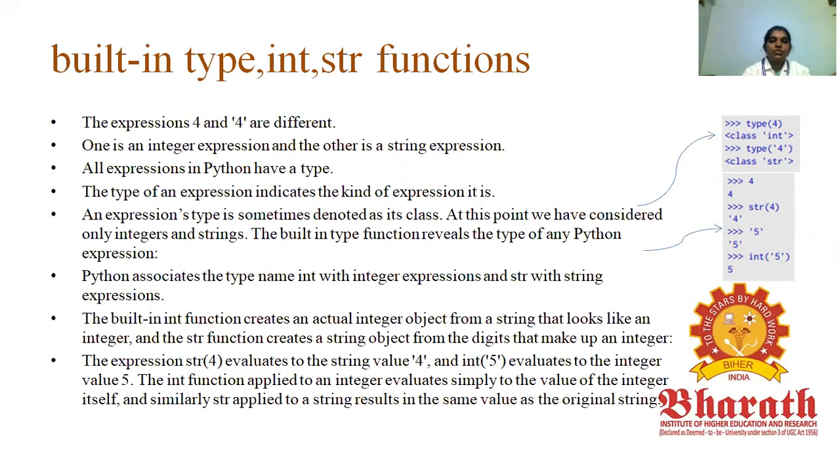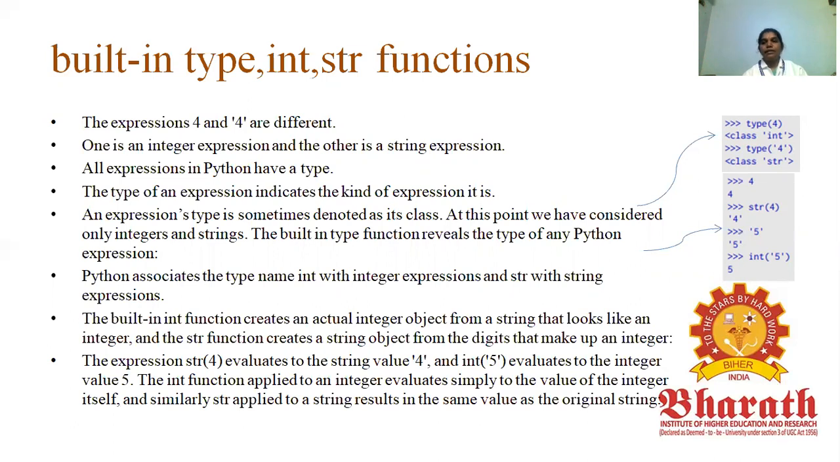Built-in type, int, and string functions. So the expression 4 and the expression in single quotes are different, you know that, right? 4 is an integer. Within single quotes is a string. So there are integer expressions and also string expressions. One is an integer expression, another one is a string expression. All the expressions in Python have a type.